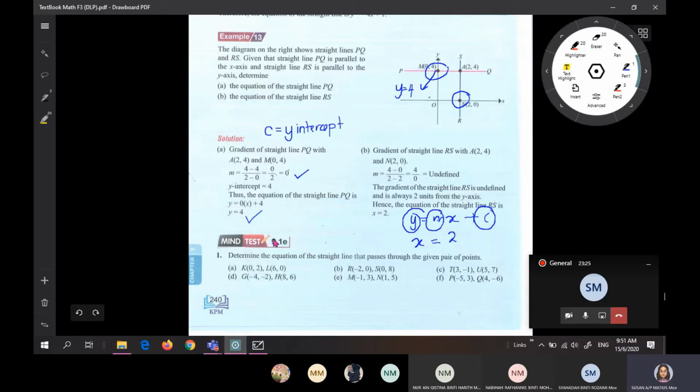So guys, I'll be giving you an exercise from Mind Test 9.1e, question 1a and d. These will be two questions based on the example. When you're doing this exercise, if you think you don't understand, go back and look at example 11, example 12, example 13. There is a solution to all the questions given in your textbook, so you may refer to the examples given.